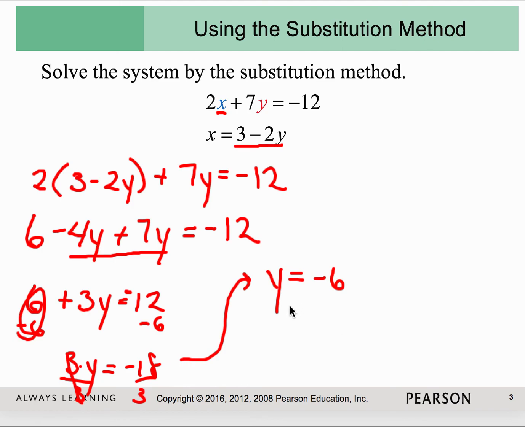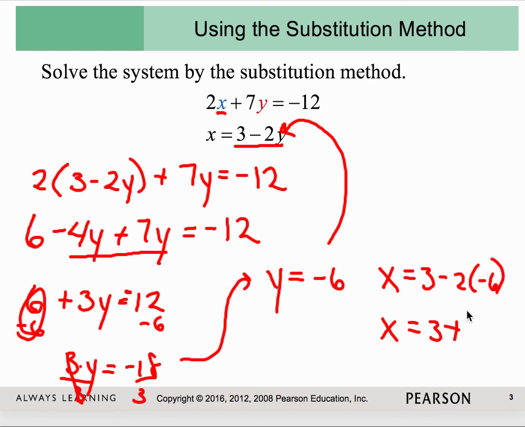So once I know what y is, I can just plug it into either equation. It doesn't matter which, but hey, this one's already solved for x. The math would be a lot easier if I plugged it into this one. So x is 3 minus 2 times y, and y is negative 6. So x is 3 plus 12, x is 15. So x is 15, and y is negative 6.